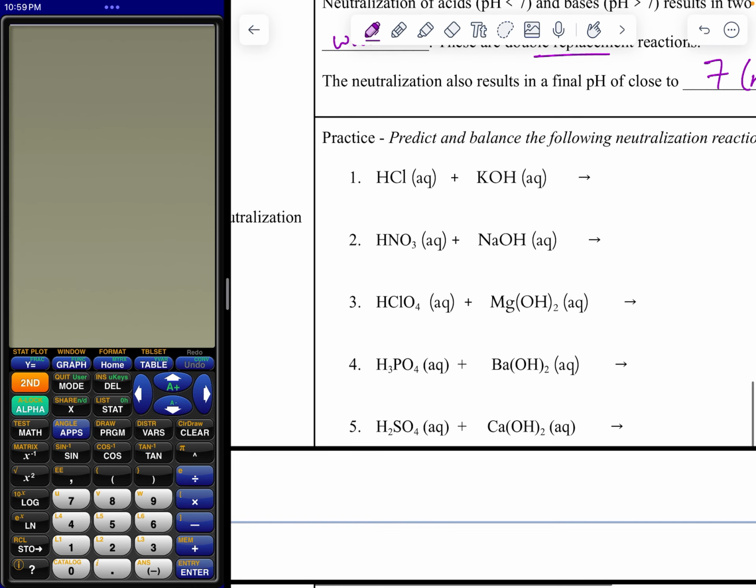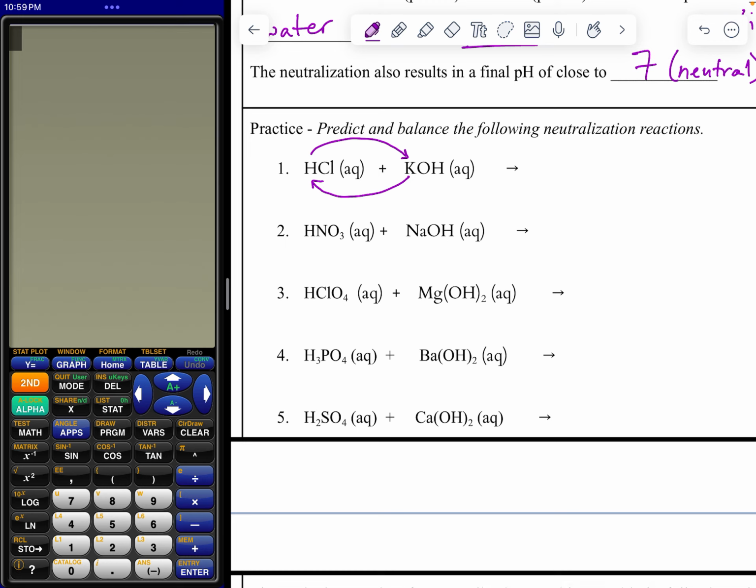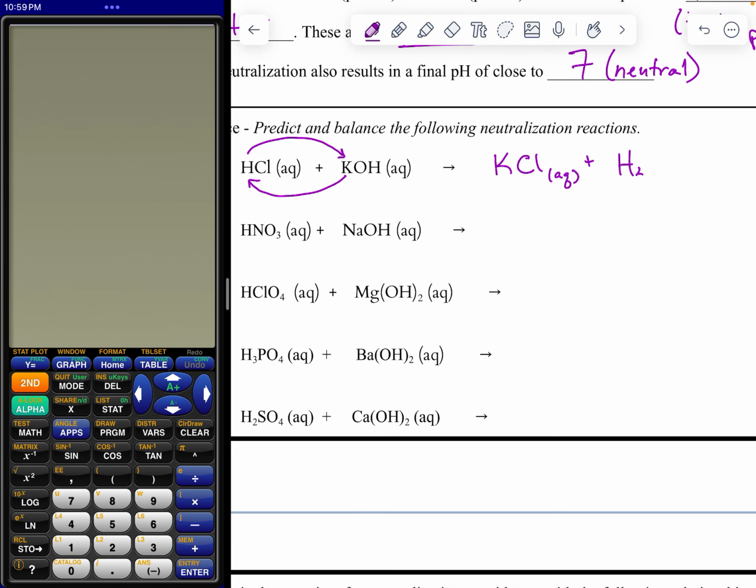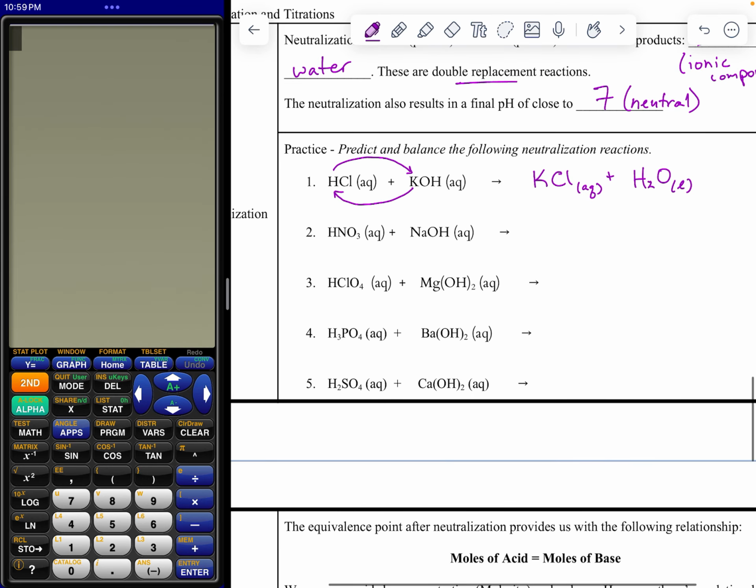So when we're looking at these reactions, we have our initial ions swapping places. And it doesn't matter what order you put these products in. I usually do the salt first. The salt is going to be the positive ion, the cation there, which is potassium here, and the anion there, which is chlorine, and that is going to be aqueous. So that's our ionic salt and water. All right. So that's pretty much our template for these. So these are just straight up double replacement reactions forming an ionic salt.